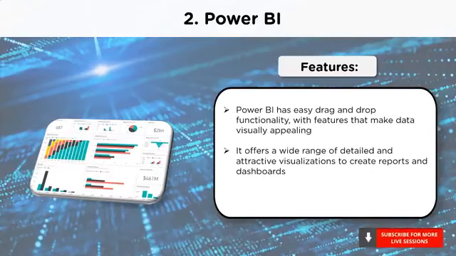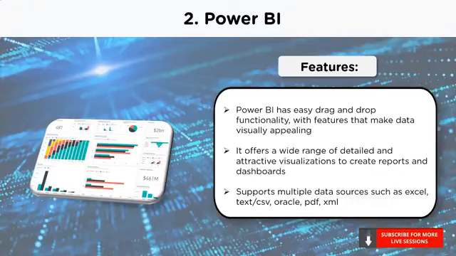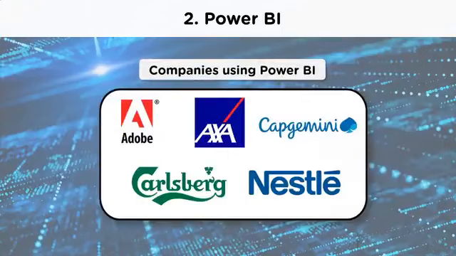Power BI has machine learning capabilities with which it can spot patterns in data and use those patterns to make informed predictions and run what-if scenarios. Power BI supports multiple data sources such as Excel, Text/CSV, Oracle, SQL Server, PDF, and XML files. The platform integrates with other popular business management tools like SharePoint, Office 365, and Dynamics 365, as well as other non-Microsoft products like Spark, Hadoop, Google Analytics, SAP, Salesforce, and MailChimp. Some of the companies using Power BI are Adobe, AXA, Carlsberg, Capgemini, and Nestle.